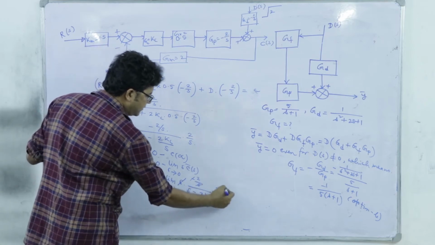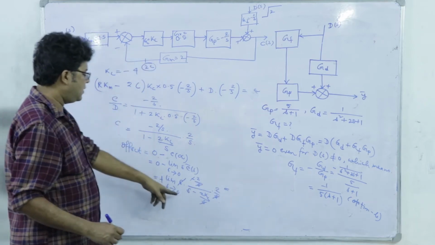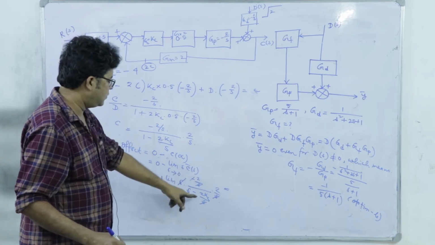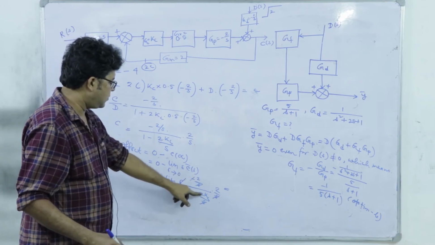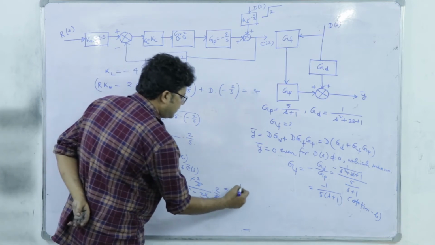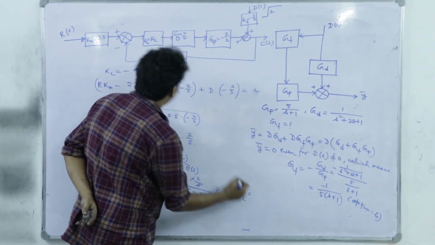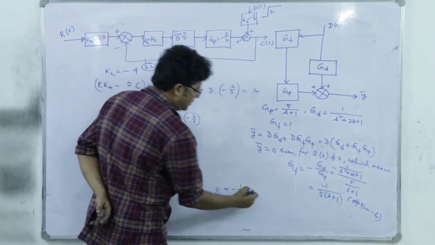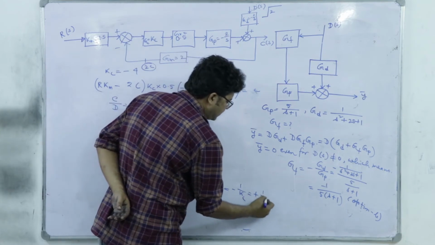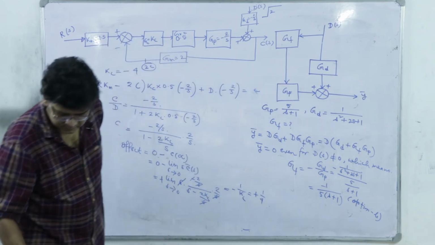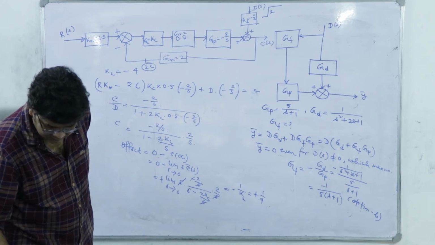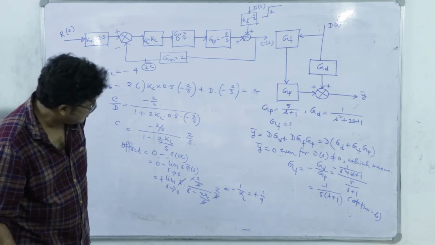So, S is tending to 0, so it is 2 divided by minus of 2 Kc. So, minus of 1 by Kc, and Kc value is equal to minus of 4, so it is plus 1 by 4. So, that is 0.25.